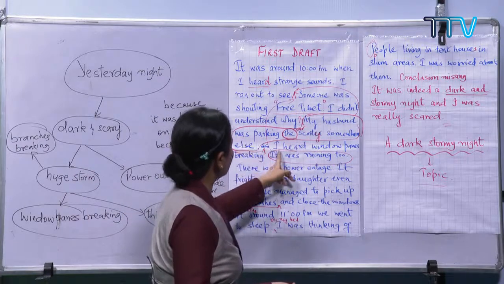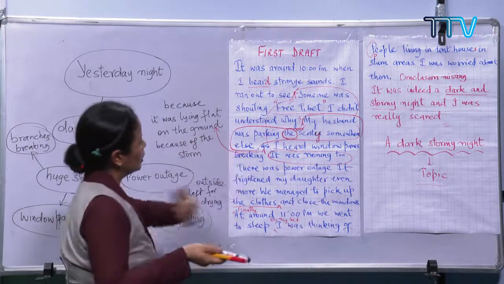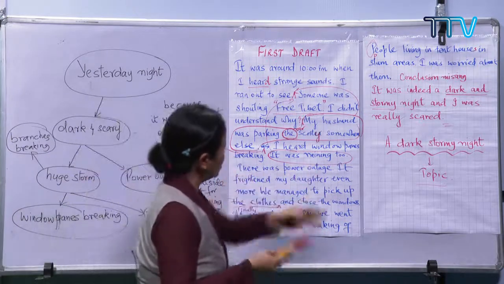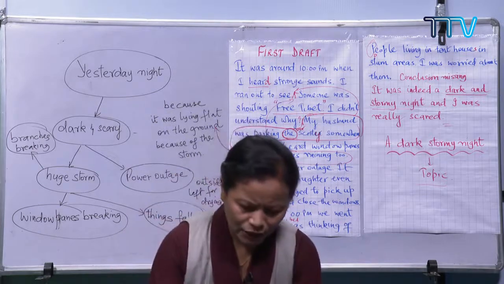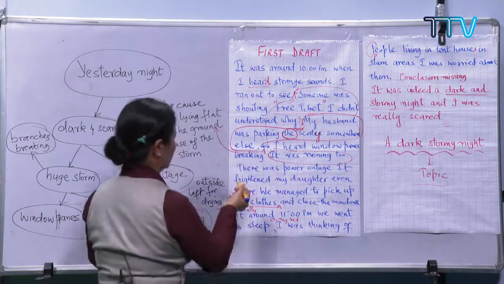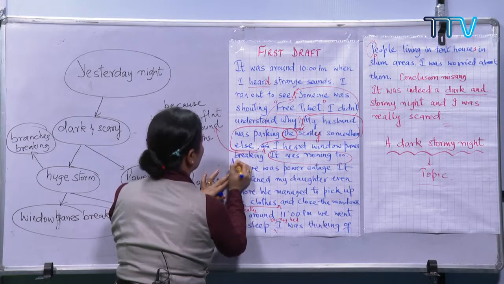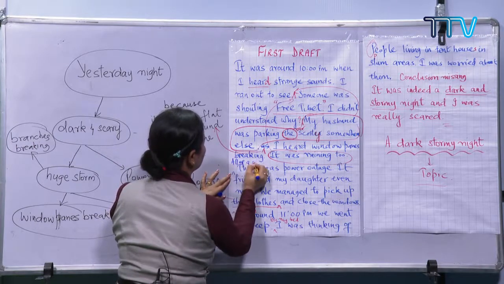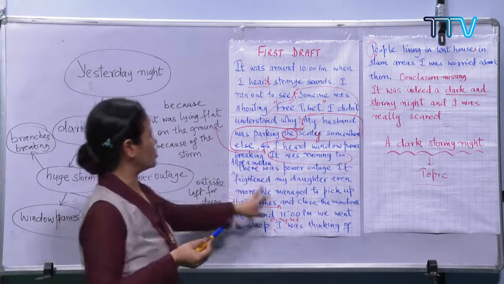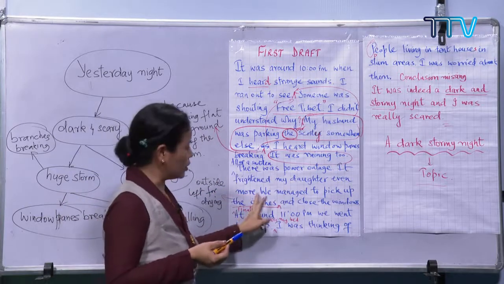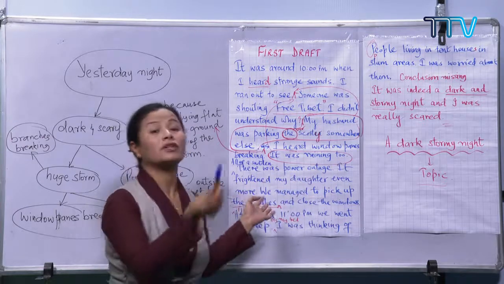Okay, that was done. I heard window panes and branches of trees breaking. Simple. There was power outage. Now here we can add, instead of writing flat, we can write, how about all of a sudden, right? All of a sudden there was power outage. Okay, it frightened my daughter even more. Now here we can add, it frightened my daughter even more, who was already very frightened.